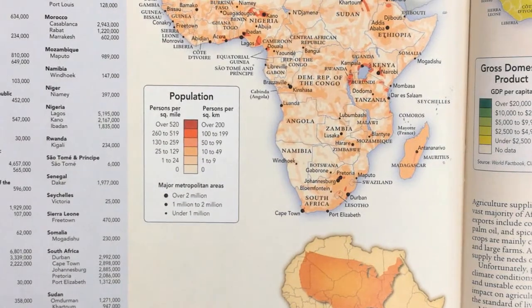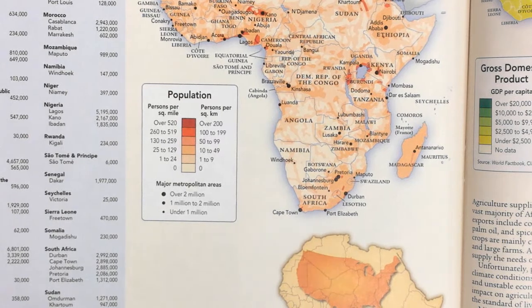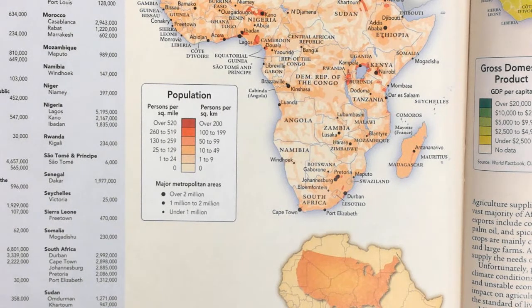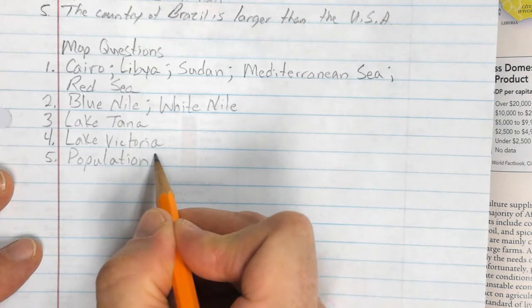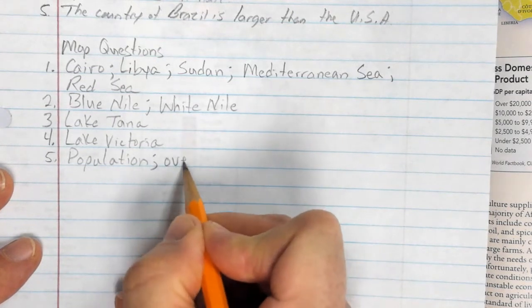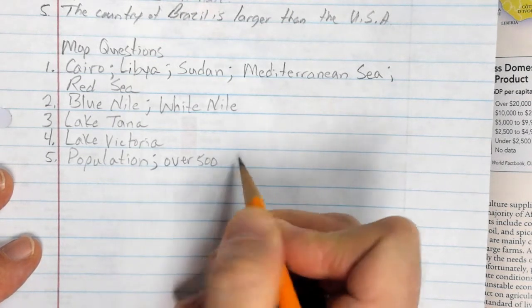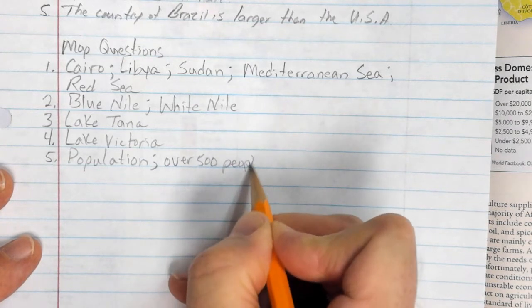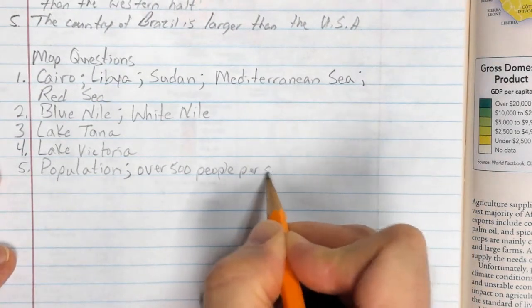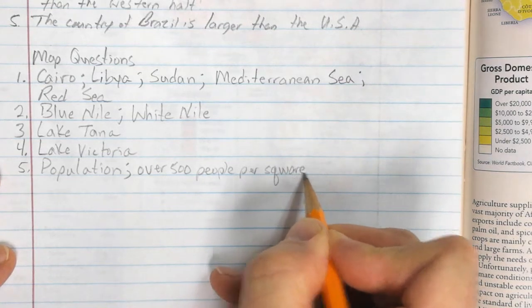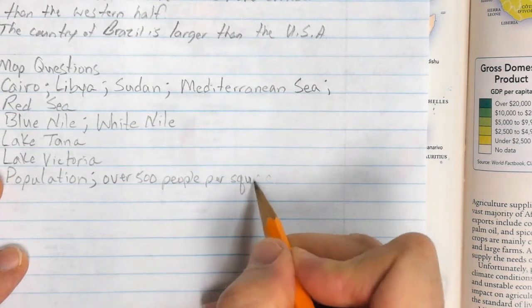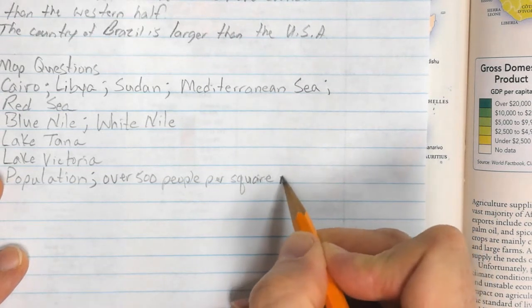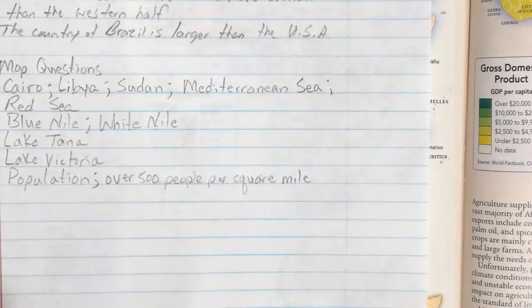Here's your key. Per square mile is over here, so that means over 520 people per square mile live in that strip of land. So we go back to our answer sheet, put a semicolon, and write over 500 people per square mile.